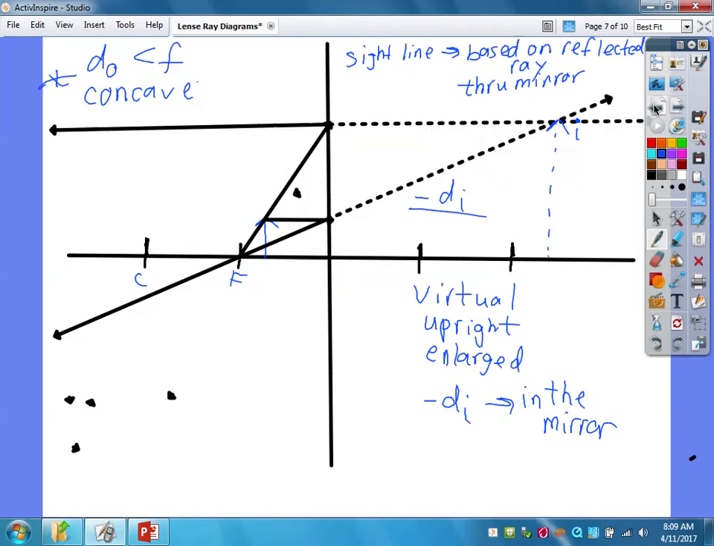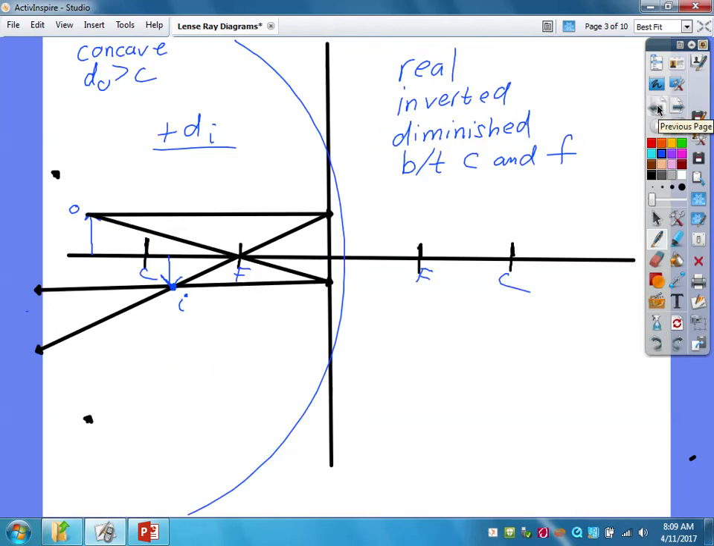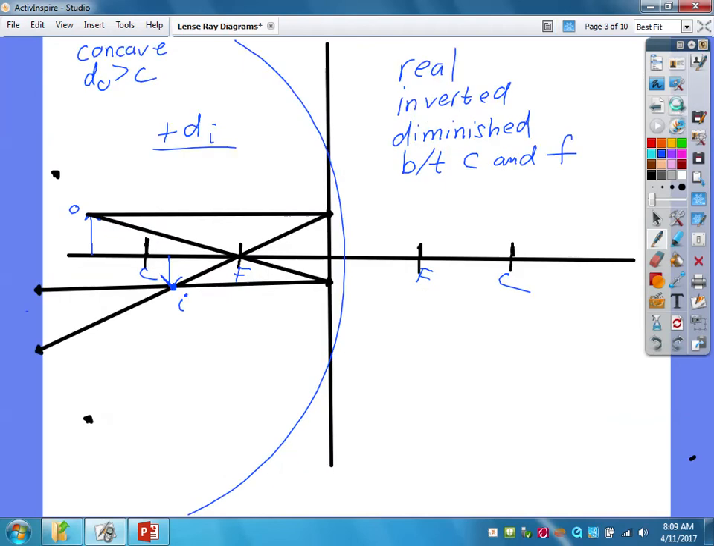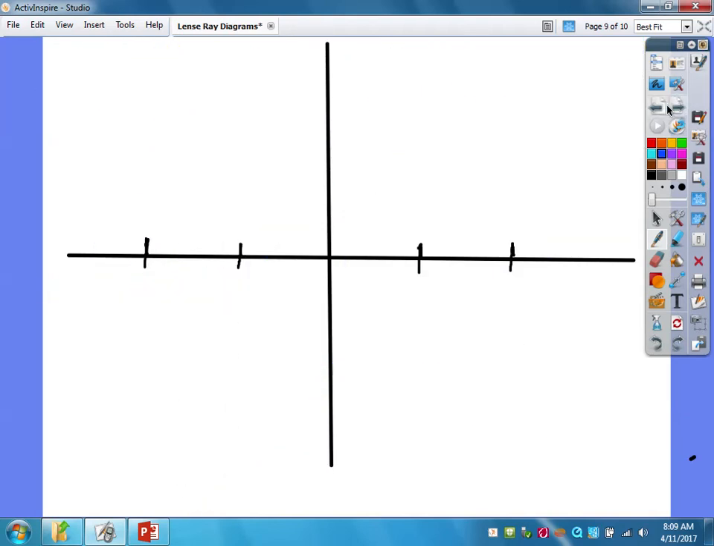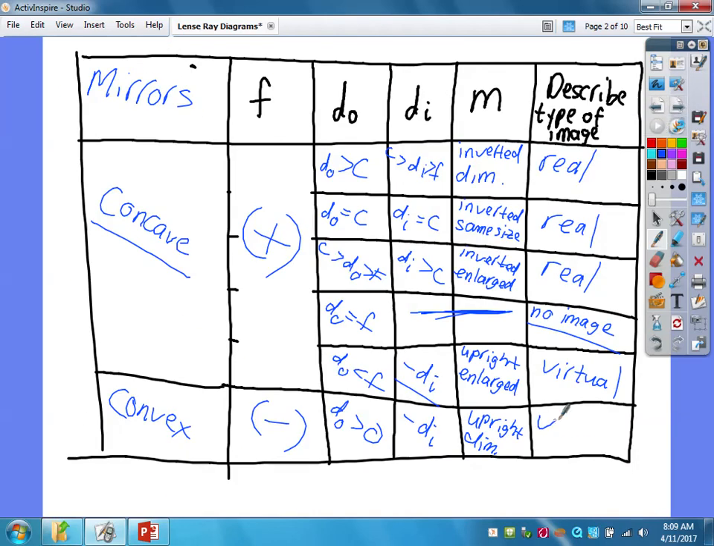So to complete your chart, we're going to have a negative DI. It is upright and diminished. I did say it was diminished, right? I didn't say enlarged. Yeah, diminished. Okay? And it is virtual. It is virtual. All right?